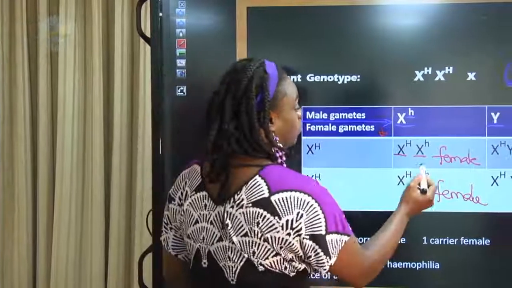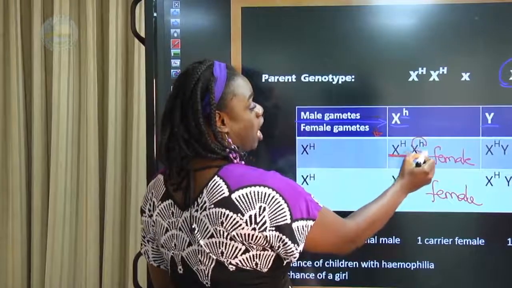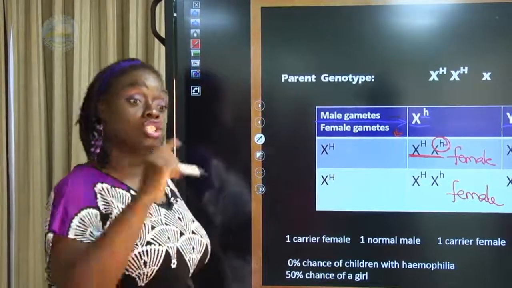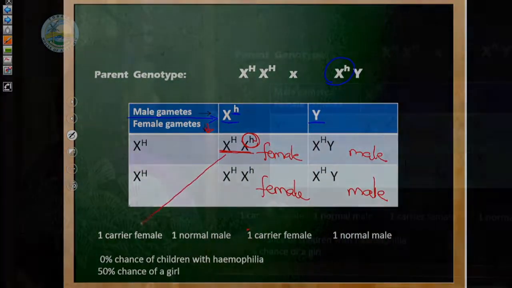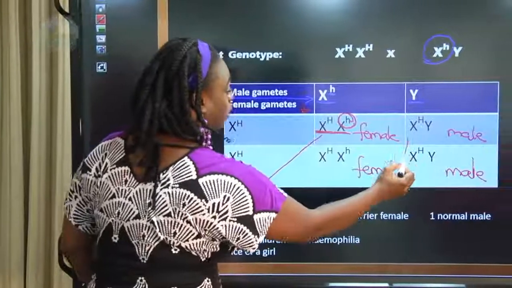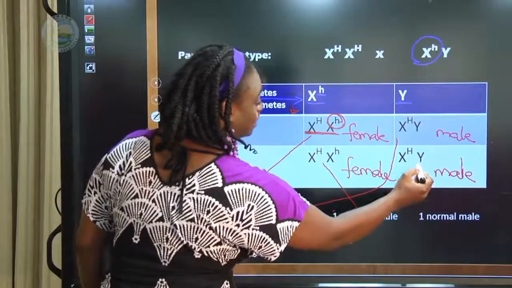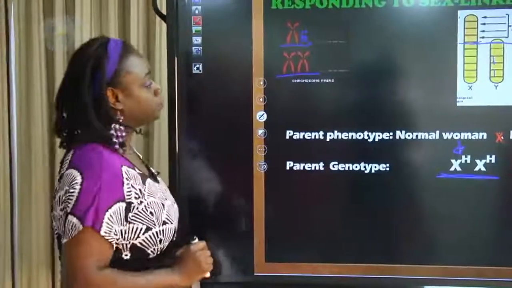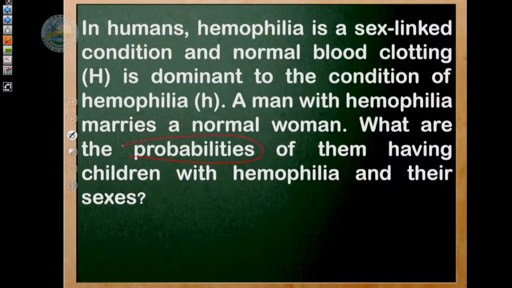Also notice that this female here, even though she does not have the disease, she is a carrier of the trait. So she can pass down that recessive allele to her children. So we have one carrier female here, one normal male here, one carrier female there, and one normal male there. So the question asks, what is the chance, or the probabilities, of them having children with hemophilia?